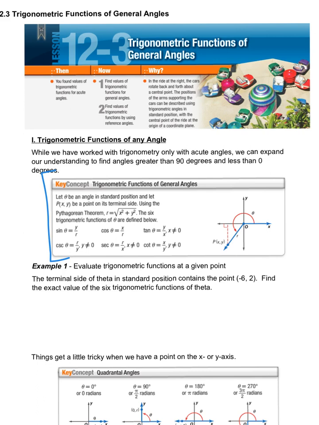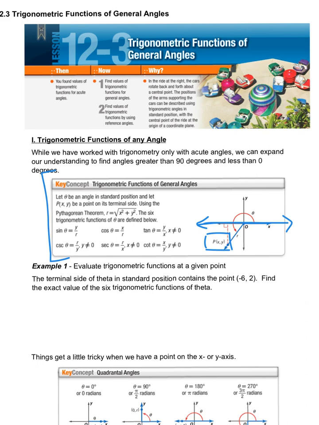The important thing to keep in mind is as we're creating our angles, we're going to be given some sort of point. We always want to connect it back to the x-axis to create our triangles. And if you do that, then it's going to be the exact same as our very first day, 12.1. So example 1, it says, the terminal side of theta in standard position contains the point negative 6, 2. Find the exact value of the 6 trig functions of theta.